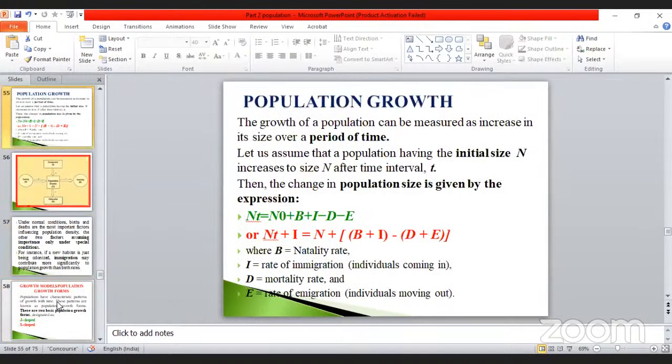Population growth is very, very important. Initial size and time, death rate, and emigration and immigration are calculated and represented in equation format: Nt = N0 + birth rate + immigration - death rate - emigration.